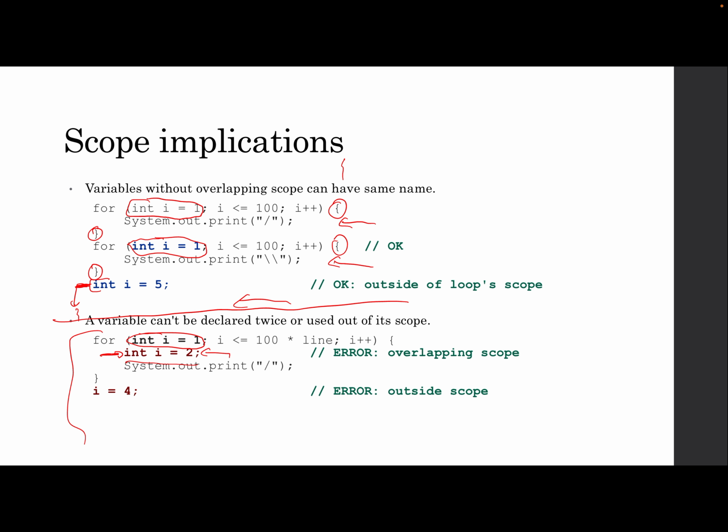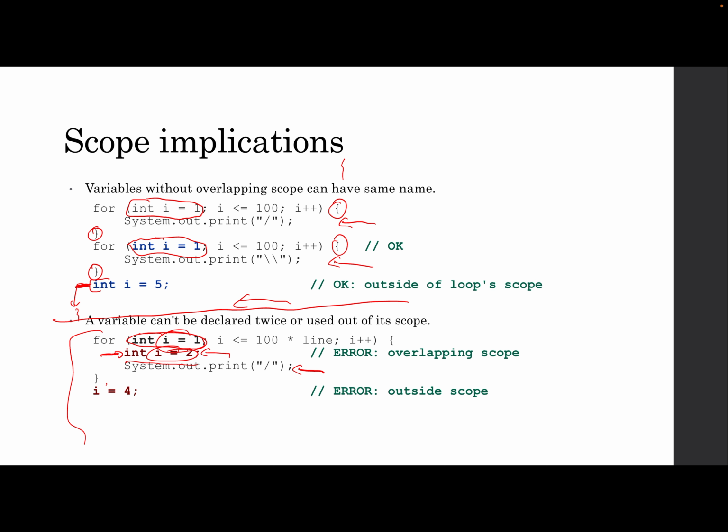And the reason it's not allowed is because Java doesn't know which one you mean. If you were to say i later on, which i are you talking about? Are you talking about this one or this one? Java doesn't know. So since Java doesn't know, it's not going to guess, and it's just going to say error. You have an overlapping scope.